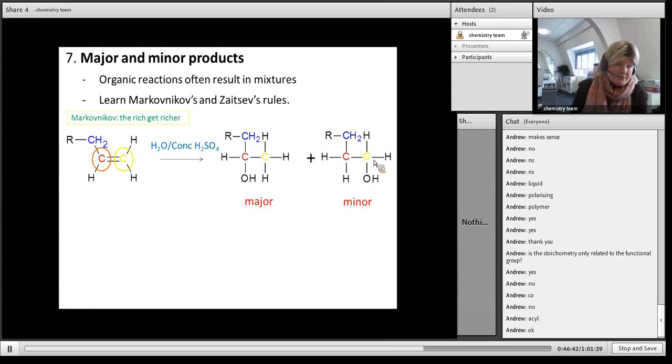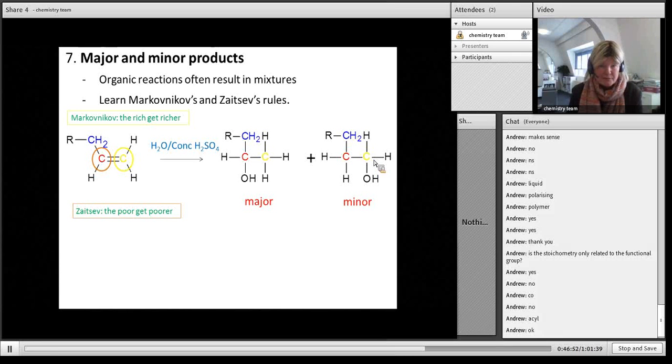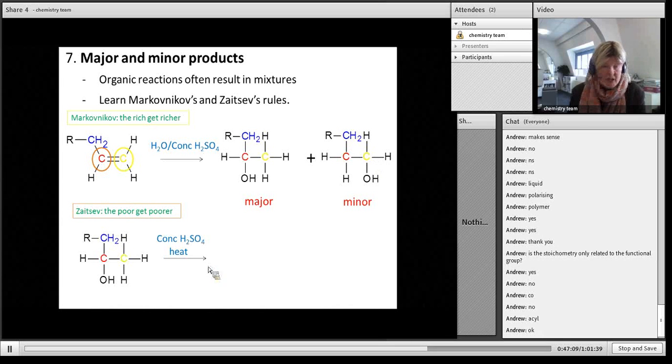Now, Zaitsev's rule, so if you think of elimination, E for elimination comes after A for addition, and Z for Zaitsev comes after M for Markovnikov in terms of the alphabet. So it's one way of not mixing them up, is the poor get poorer. Okay, so the carbon that's got the least number of hydrogens is going to have to give up any hydrogens it's already got. So here we've got a molecule.